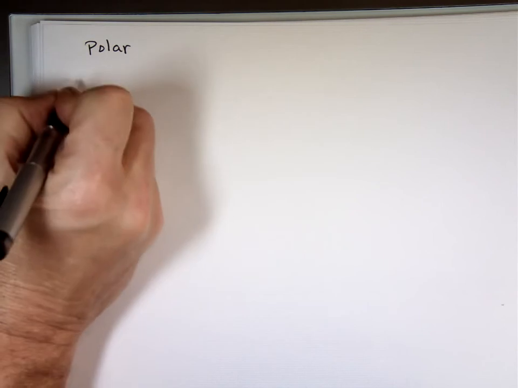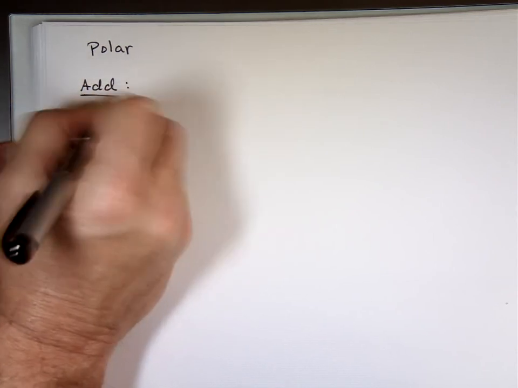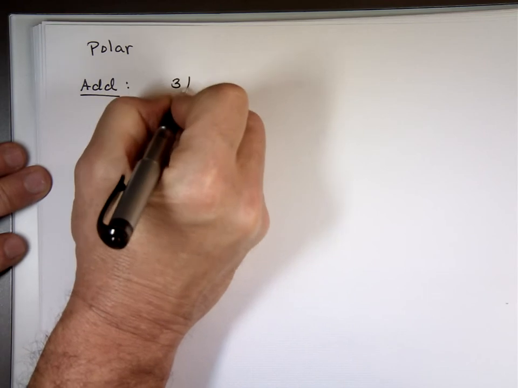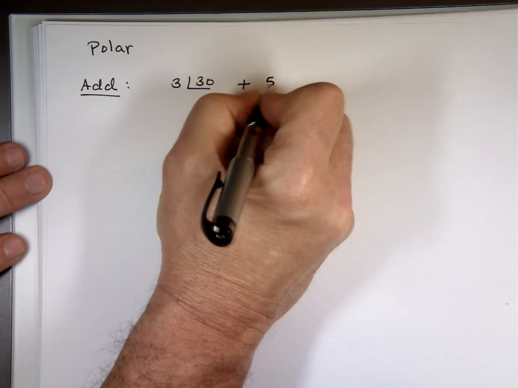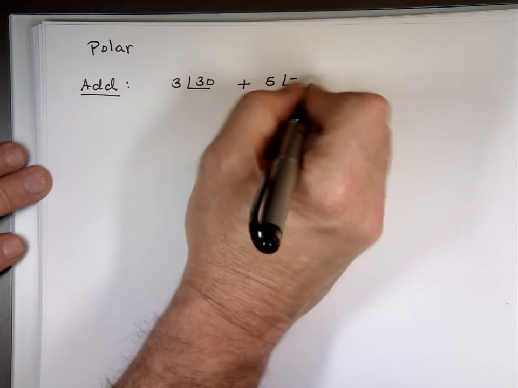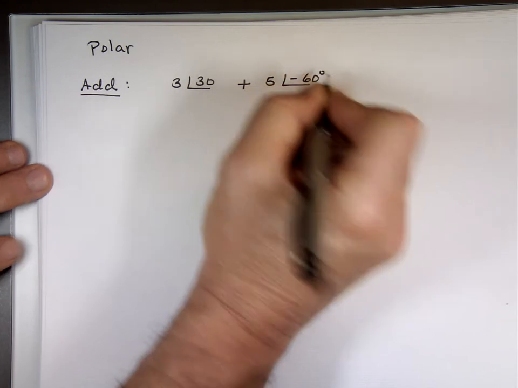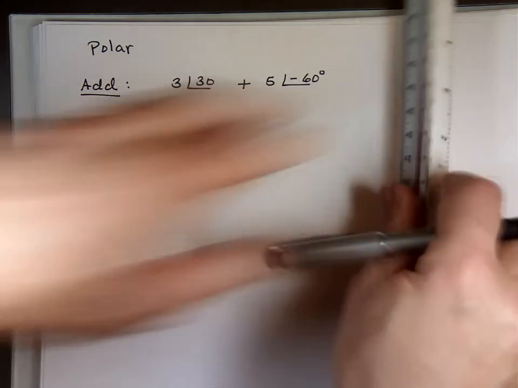How do we add in polar? Let's say we have 3 angle 30. You want to add to it 5 angle negative 60. Do you follow? Yes. So here's what we have, just so you get to see it.